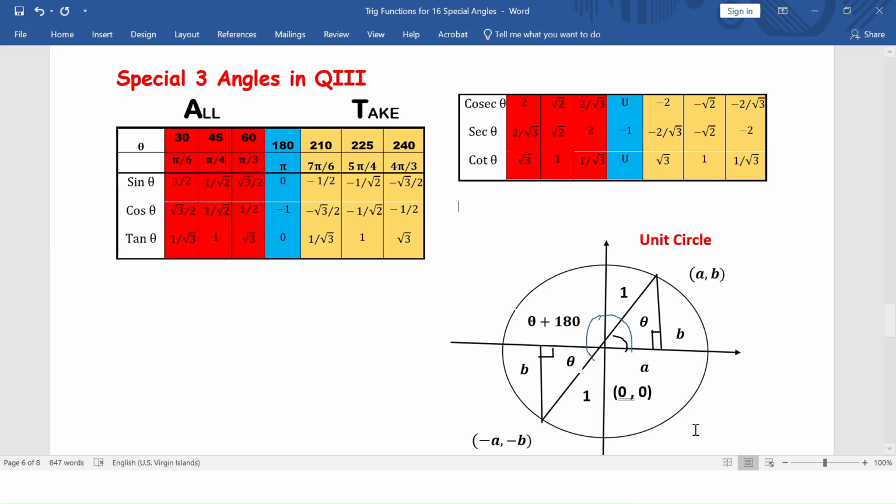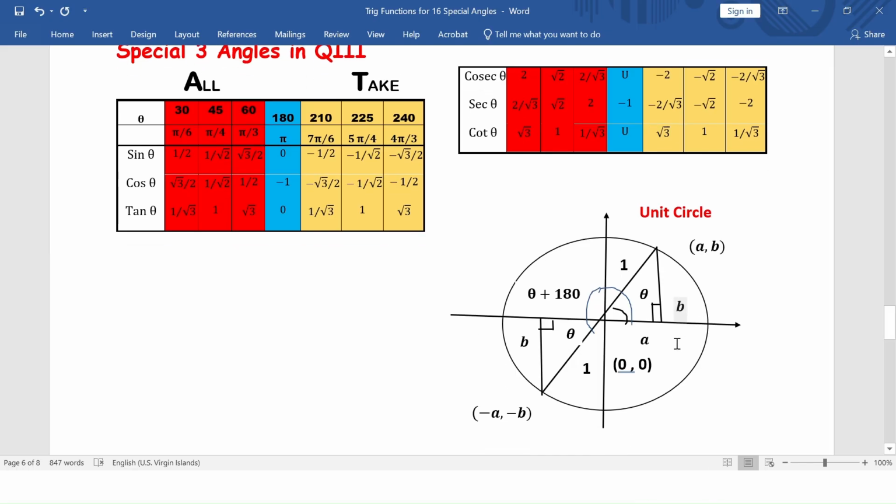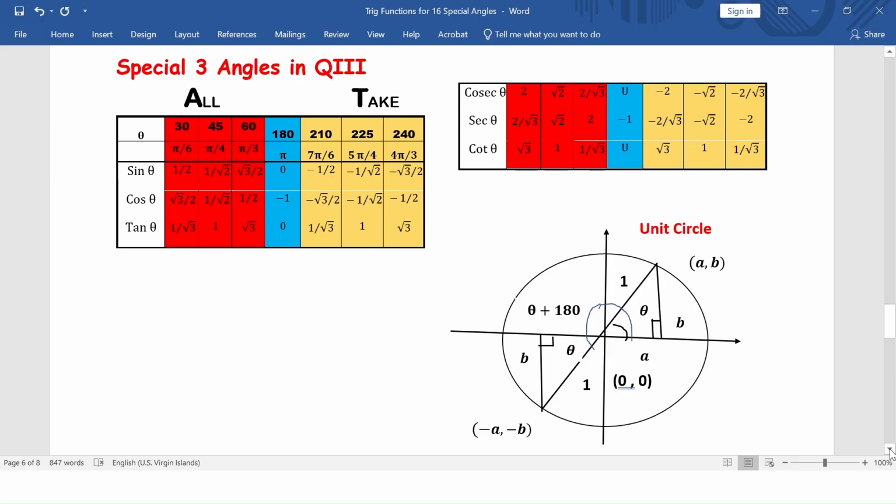If you have an angle in quadrant 3, like in quadrant 1, we relate this one with tan. All Students Take Chemistry: quadrant 3 is tan, and quadrant 4 is cos, or Coca-Cola. Now the explanation is the same as before, only that one was a reflection in the x-axis and the y-axis. Now this one is a reflection about the origin.